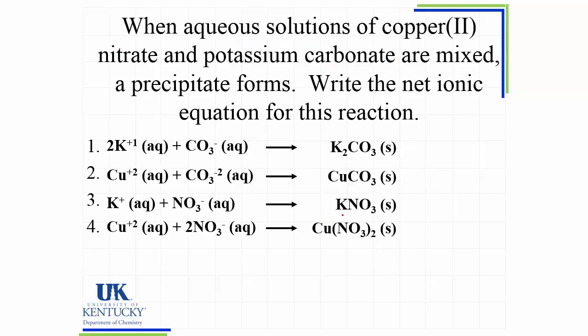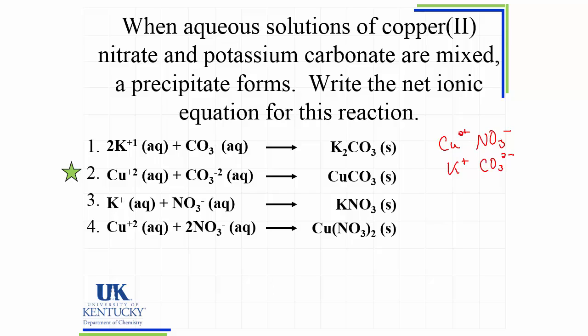So let's look at an example. When aqueous solutions of copper 2 nitrate and potassium carbonate are mixed, a precipitate forms. Write the net ionic equation for this reaction. Our correct answer is number 2. Notice that when we look at our options, we have copper nitrate and potassium carbonate. So what we have present in solution are Cu2 plus, NO3 minus, K plus, and CO3 2 minus.